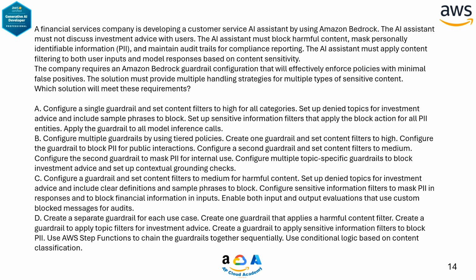B. Configure multiple guardrails by using tiered policies. Create one guardrail and set content filters to high. Configure the guardrail to block PII for public interactions. Configure a second guardrail and set content filters to medium. Configure the second guardrail to mask PII for internal use. Configure multiple topic-specific guardrails to block investment advice and set up contextual grounding checks.